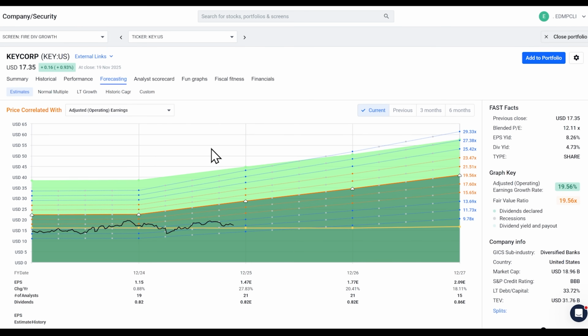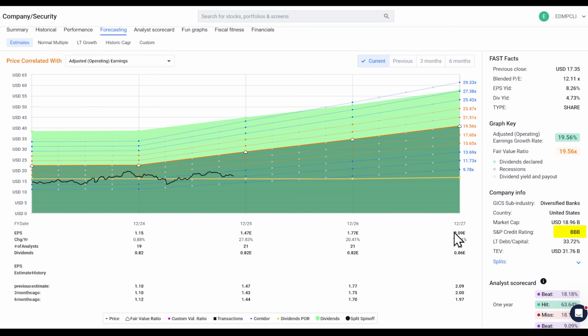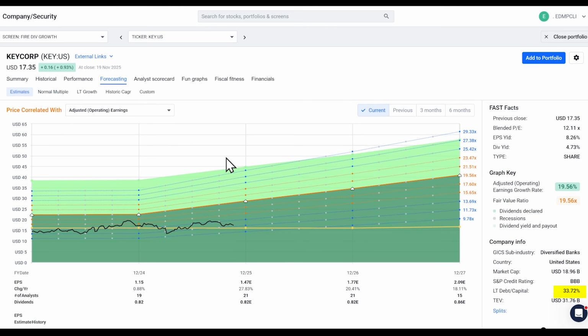Okay, and obviously Keycorp would be one of those. It offers a dividend yield of almost 5% with a lot of growth. So this is almost a perfect candidate. It's a BBB rated company with modest debt. This one will surely show up in my portfolio.